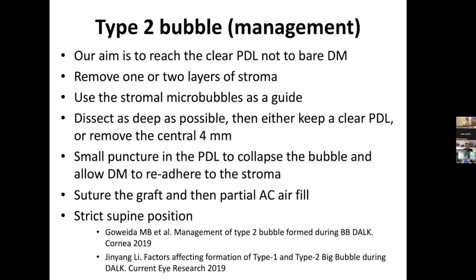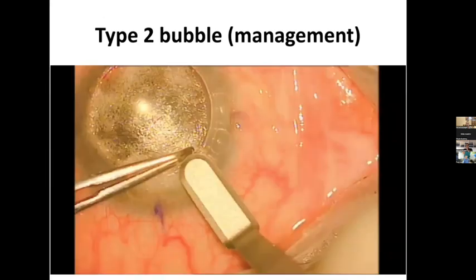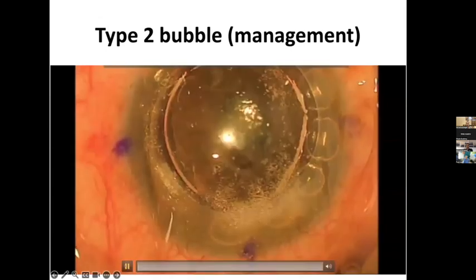So you should remember that a type 2 bubble is associated with a high risk of formation of double anterior chamber, even if you are having intact Descemet membrane. So this will necessitate a strict supine position after a type 2 bubble. A short video showing how to manage a type 2 bubble.